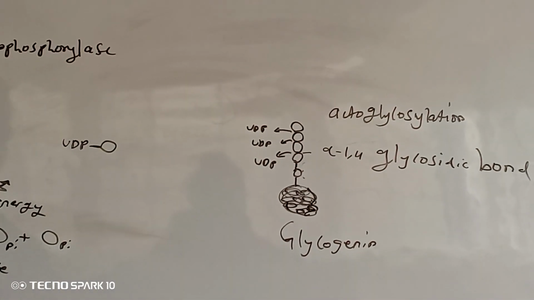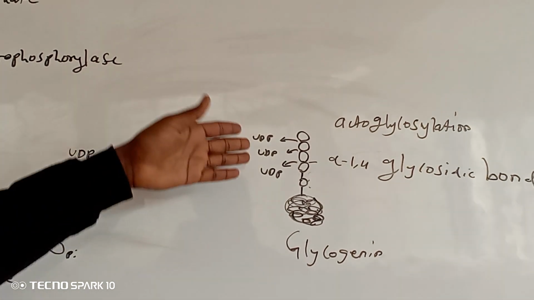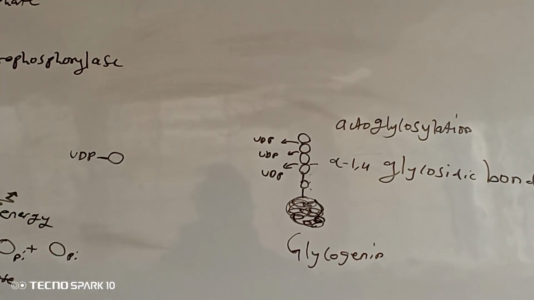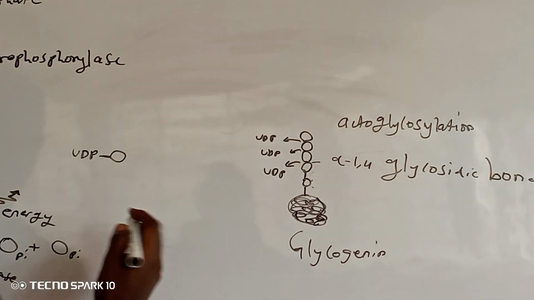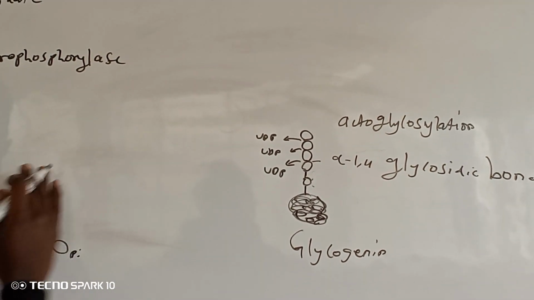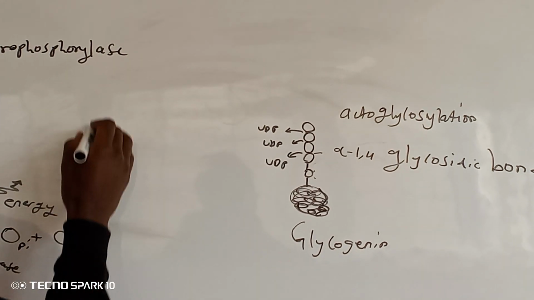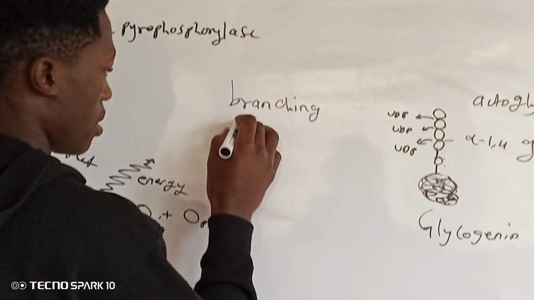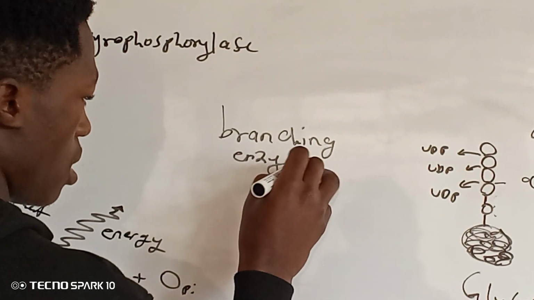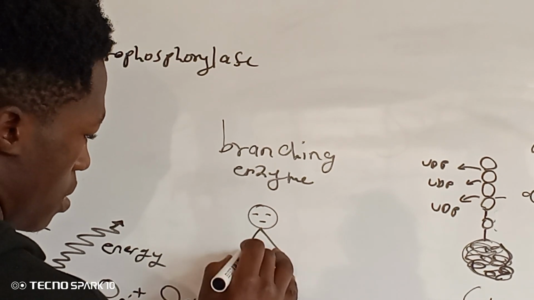Right. Now, but remember, this energy should be depleted. You do not add enough of these glucose molecules to form glycogen. So there's another enzyme that is going to come into play. This enzyme is going to be called branching enzyme. So let me just drop this here.